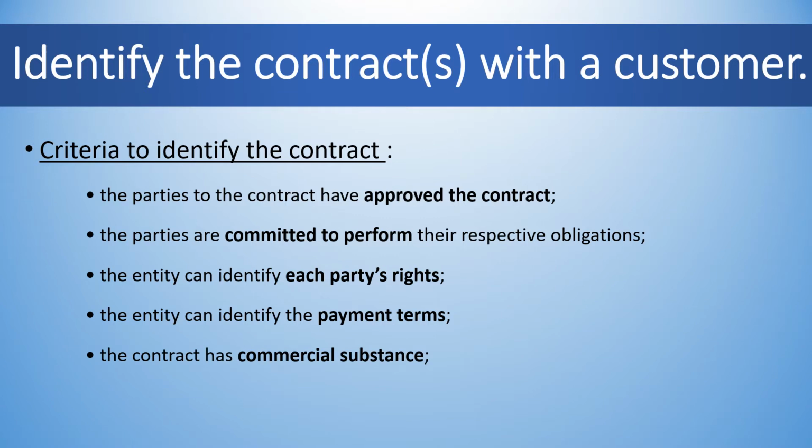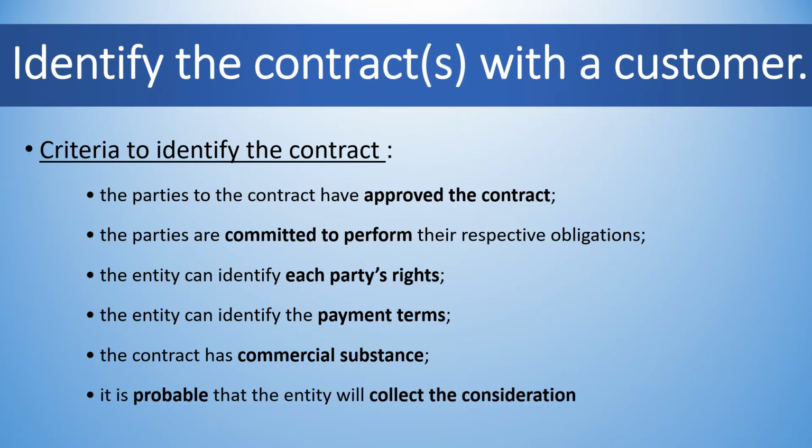And the contract must have a commercial substance. The commercial substance exists when there is a change in the expected future cash flow of the business as a result of the transaction. This change can be due to the change in the risk, timing, as well as the amount. Then finally, it must be probable that the entity will collect the consideration. If not, we can't identify a contract as a contract for revenue recognition.